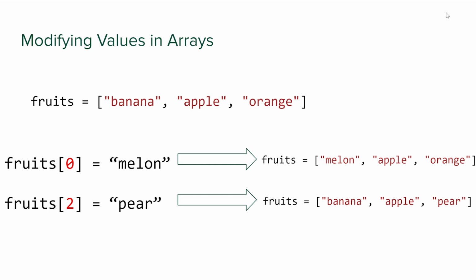In this case, it says fruit 0. I'm just giving an interesting example. So what this would do in this case is fruits bracket 0, it means it replaces the first element, banana, with melon. Same happens for pear, in a different position within the list.